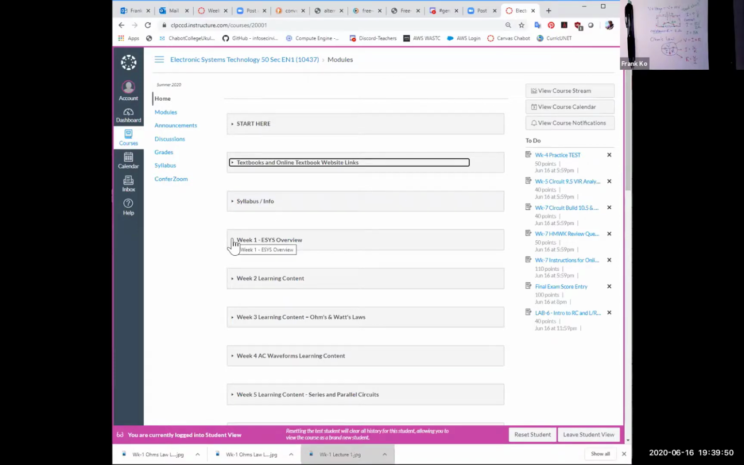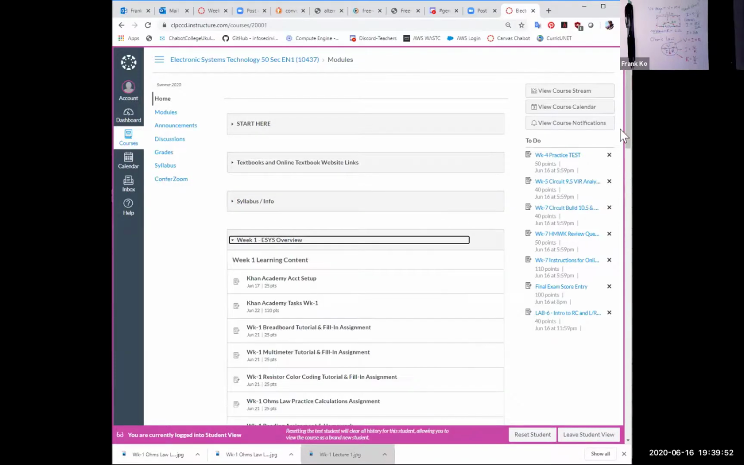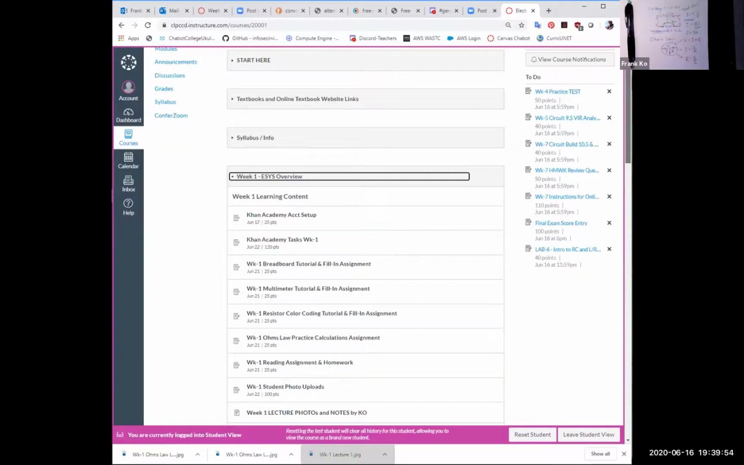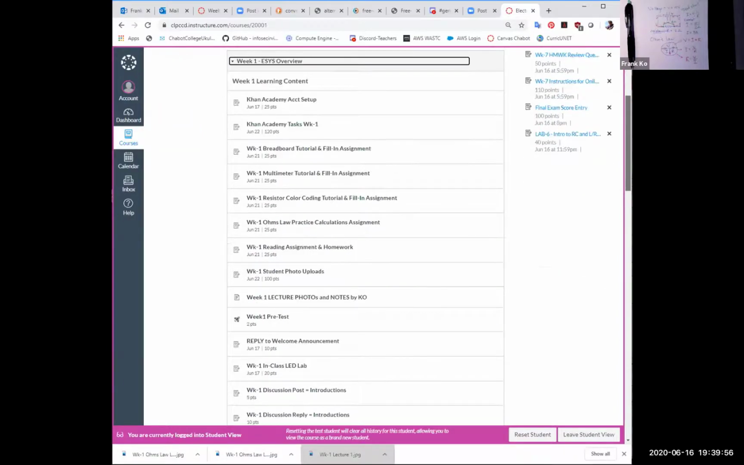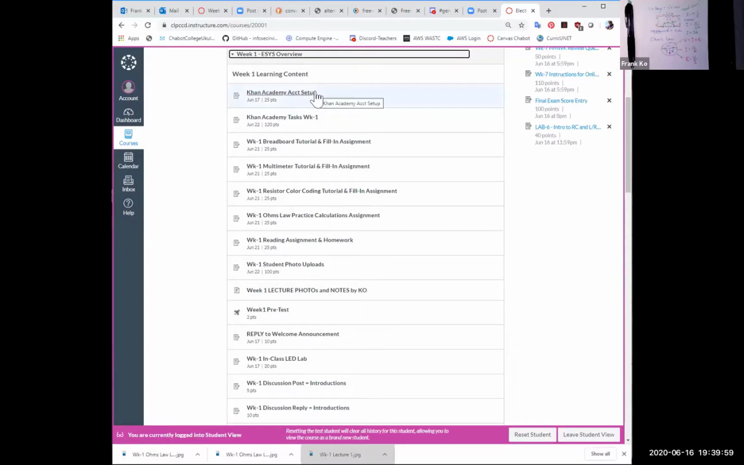So week one overview, let's take a look at week one because here's where the guts of our work will be. So the very first thing that we are asked to do is the Khan Academy setup. That's worth 25 points. Due date is by tomorrow. You should be able to set up the account. Now, then you have the Khan Academy tasks.